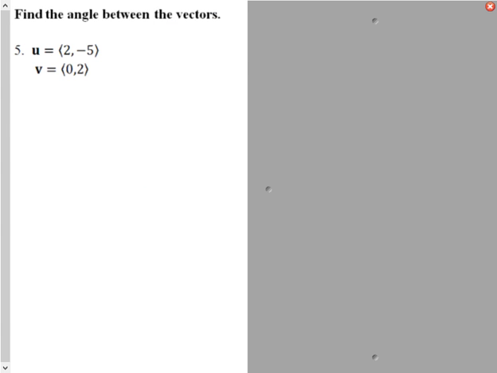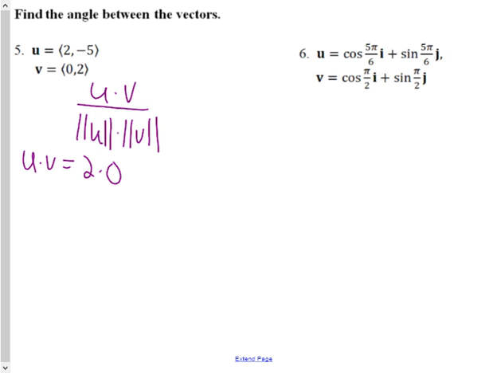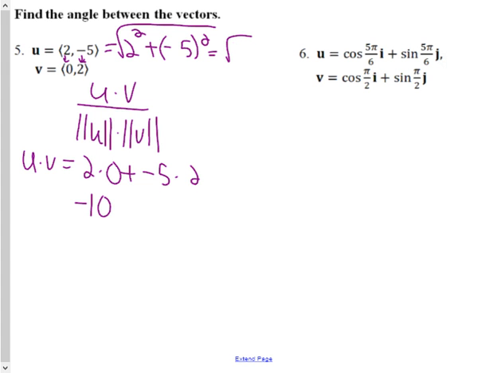Find the angle between the vectors. Again, we need to find the dot product over our magnitudes, and then we'll do cosine inverse. So the dot product, u dot v, is 2 times 0 plus negative 5 times 2. When they're nicely lined up like this, it's easy to see. So we've got 0 minus 10, this is minus 10. Now, reminder, magnitude is the number squared, right? So 2 squared plus 5 squared, 4 plus 25 is 29.